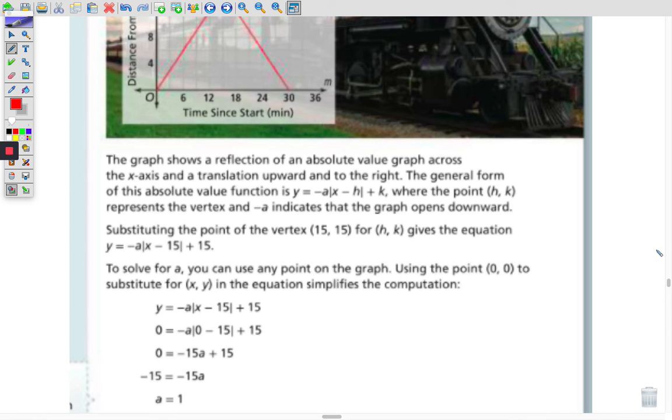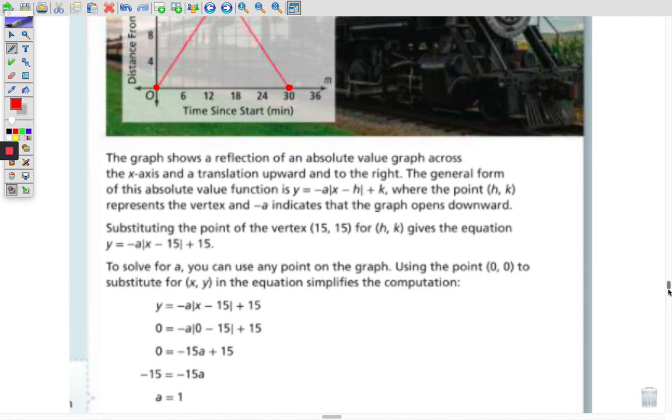Substituting the point of the vertex (15, 15) for (h, k) gives the equation y equals negative a times the absolute value of x minus 15 plus 15. Do you see how they just plug the vertex into that equation up here? And what they do now is they use the point (0, 0). You could use this point right here, (0, 0), or you could even use the point (30, 0), either one, to plug in so that you could then solve for a.